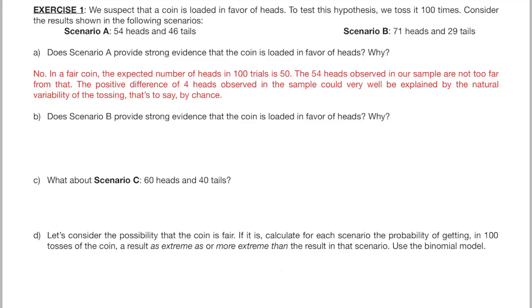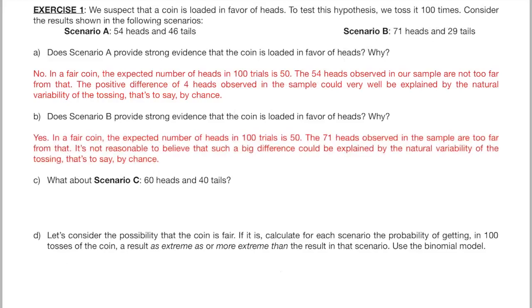Why? Students also answer this very quickly and very nicely. They say that since this outcome is very different from the theory, this is very suspicious. They call it the theory. They mean to say the expected value. That's the proper term, because the theory also says that samples vary. So a proper answer would be, yes, scenario B provides strong evidence that the coin favors heads.